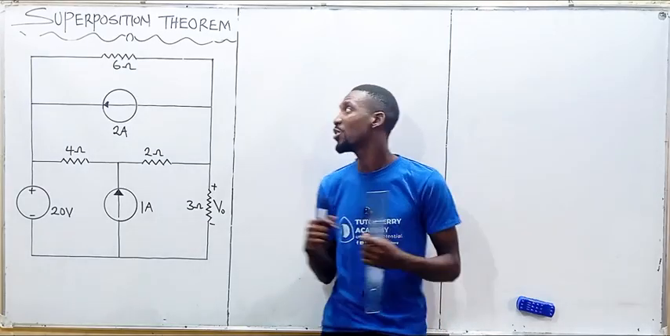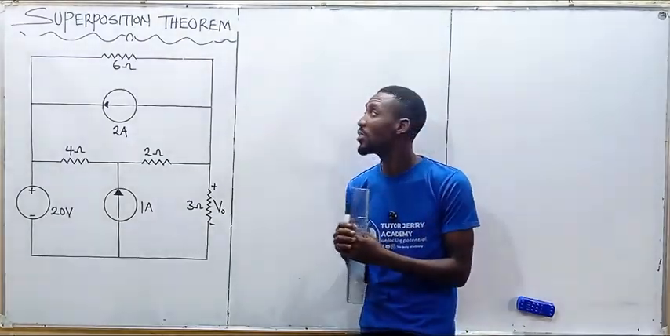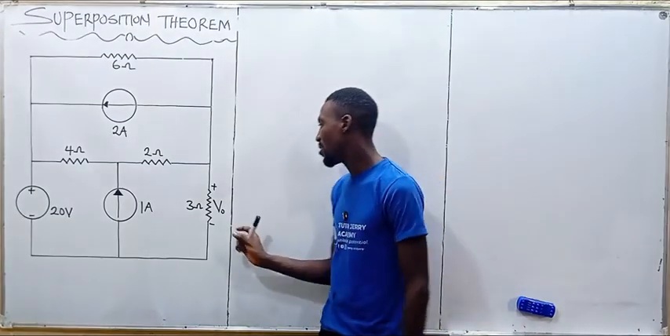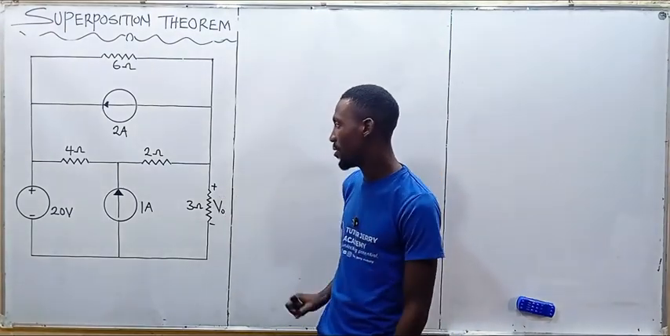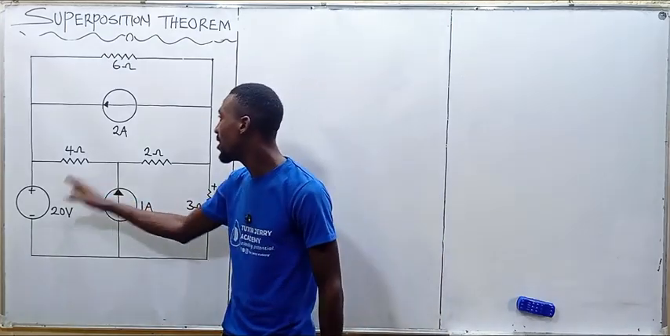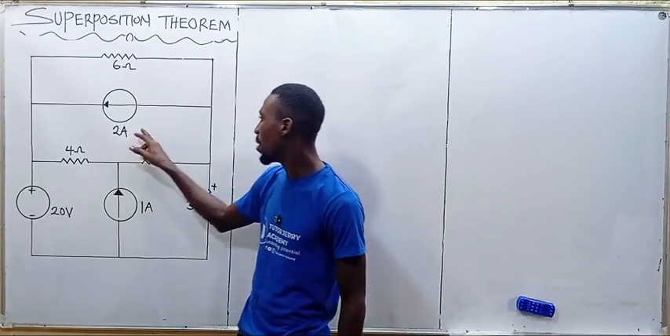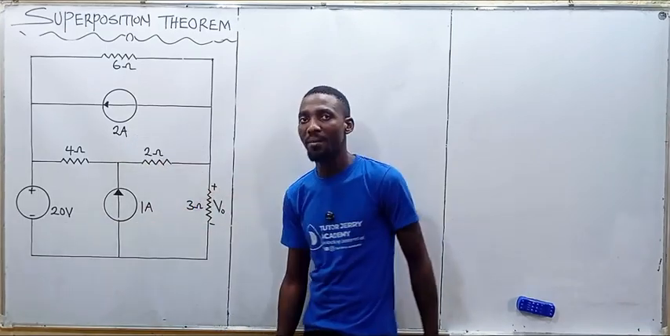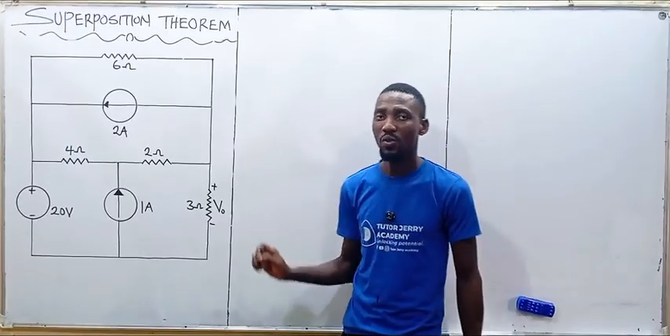All right, we are going to solve the above question under superposition theorem. So we should find the value of what? V naught. And if you look at the question carefully, you are going to observe that we have three sources. We have 20 volts, we have 2 ampere, we have 1 ampere. So how do we go about this question?